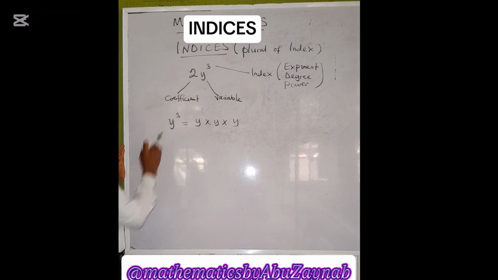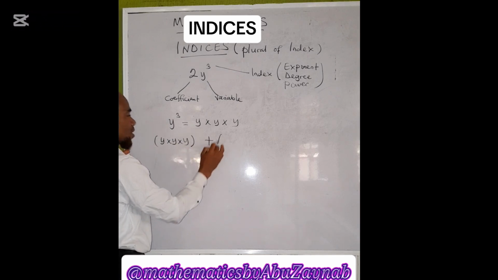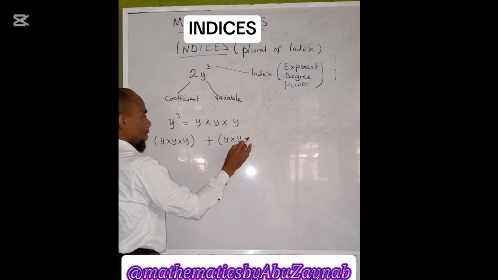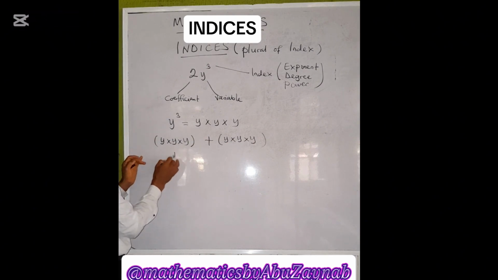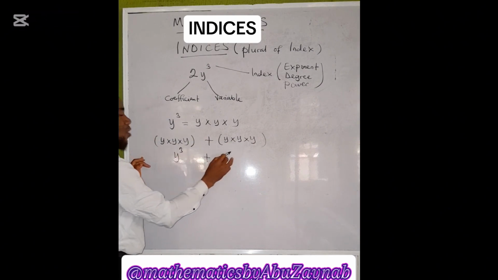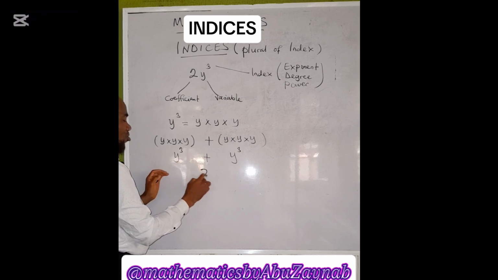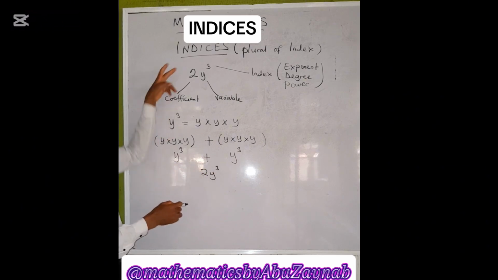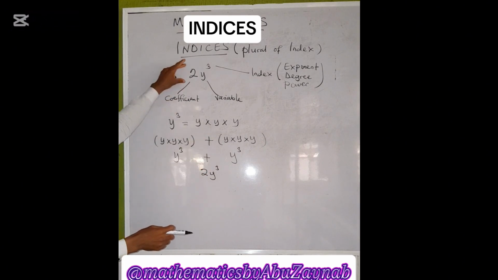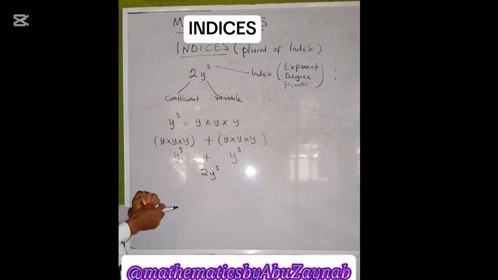If you now say 2y cubed, it means we have y cubed plus another y cubed. So this is y cubed here, and another y cubed here. So y cubed plus y cubed gives you 2y cubed. So this is the breakdown of what this term means, 2y cubed.